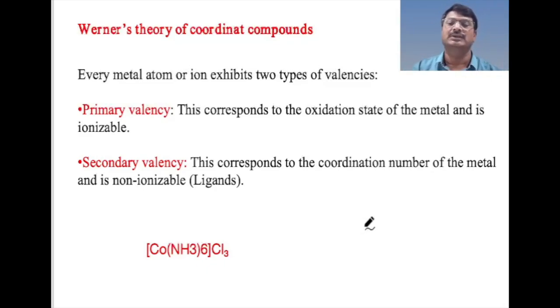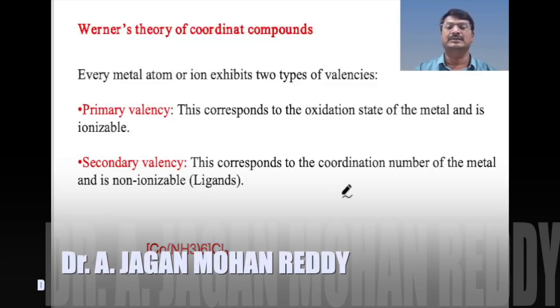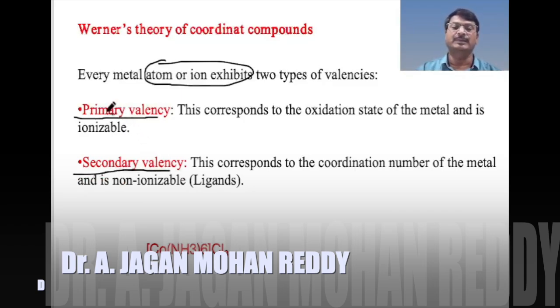Today's topic is Werner's theory of coordinate compounds. According to Werner's theory, the metal ion in a coordinate compound can exhibit two types of valencies. One is called primary valency, the next one is secondary valency. Generally, the primary valency corresponds to the oxidation state of the metal ion, and the secondary valency corresponds to the coordination number of the metal ion.